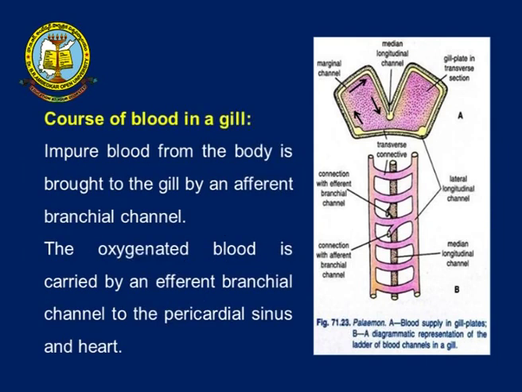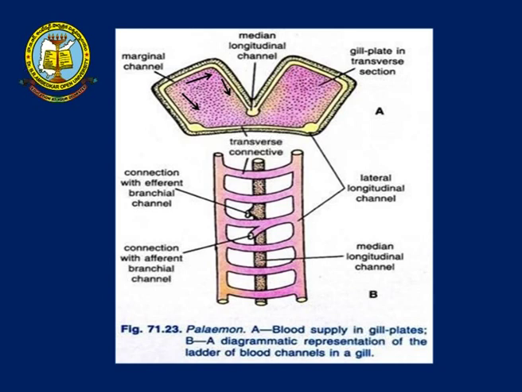And the course of the blood is this: impure blood from the body is brought to the gill by an afferent branchial channel. So, all the impure blood that is present in the body is brought in through the afferent branchial channel. The blood moves into the transverse channel of the tubule, and from the transverse channel it enters the longitudinal channel. Once it enters the longitudinal channel, it moves on top and then towards the marginal channel and enters the median channel. So, that is the central median channel, the elongated one over there.